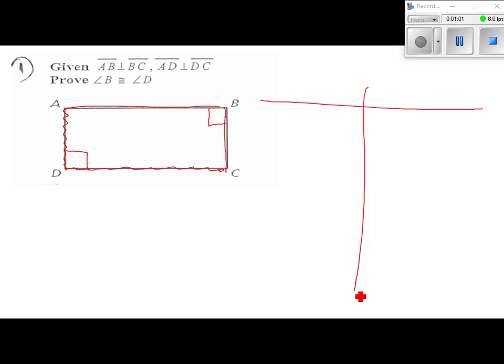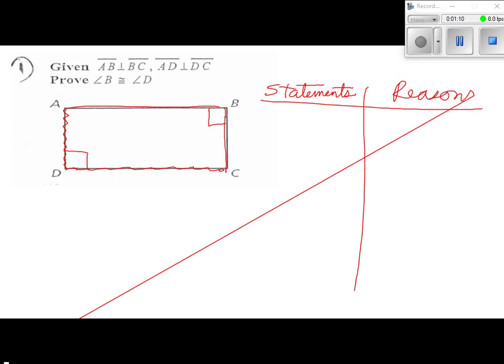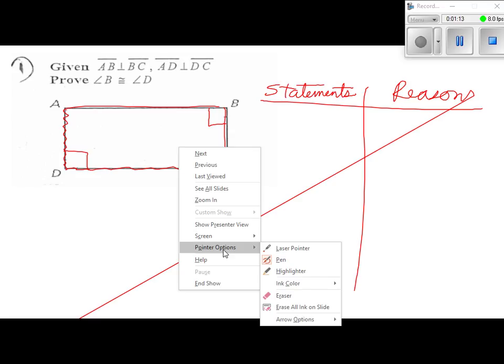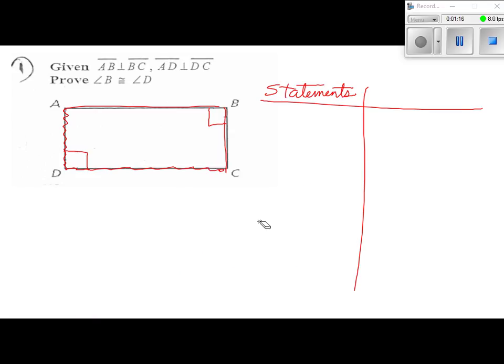What's our first column called? Statements. Reasons. What's our first statement going to be? Say it again. Who is that keeps throwing that congruent word in there in the wrong spot? How did we know that?